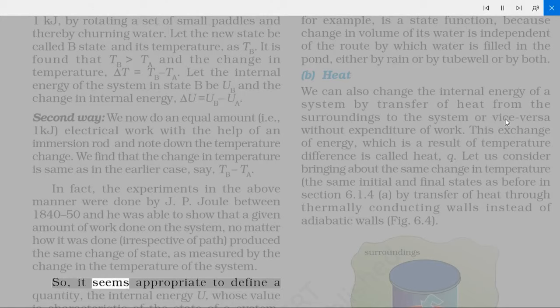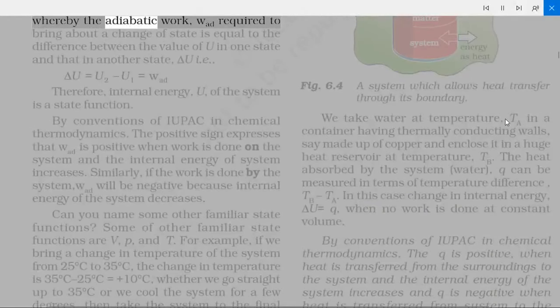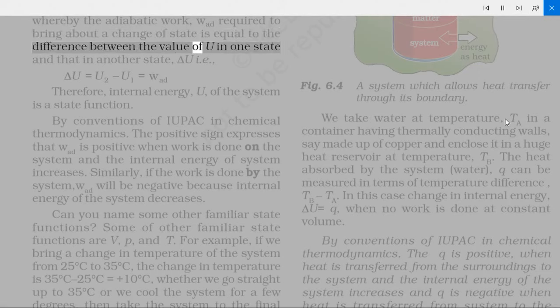So, it seems appropriate to define a quantity, the internal energy U, whose value is characteristic of the state of a system, whereby the adiabatic work, W_ad, required to bring about a change of state is equal to the difference between the value of U in one state and that in another state, i.e., ΔU = W_ad. Therefore, internal energy, U, of the system is a state function.